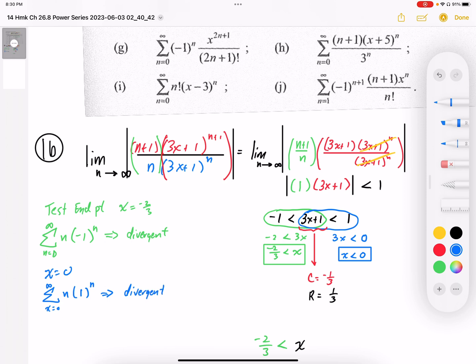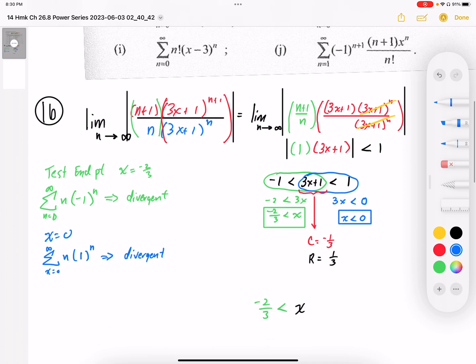So the endpoint does not converge, so we can't use that endpoint either. So it's not equal to 0, it's just less than 0. When we test the endpoints, we're testing to see if we can make it equal to the endpoint or not. In this case, both divergent results lead us to just x greater than, not equal to, and x less than, not equal to, because of that divergence. If it was convergent, then we could add in the equal to's onto those. Okay, but that's not the case here.